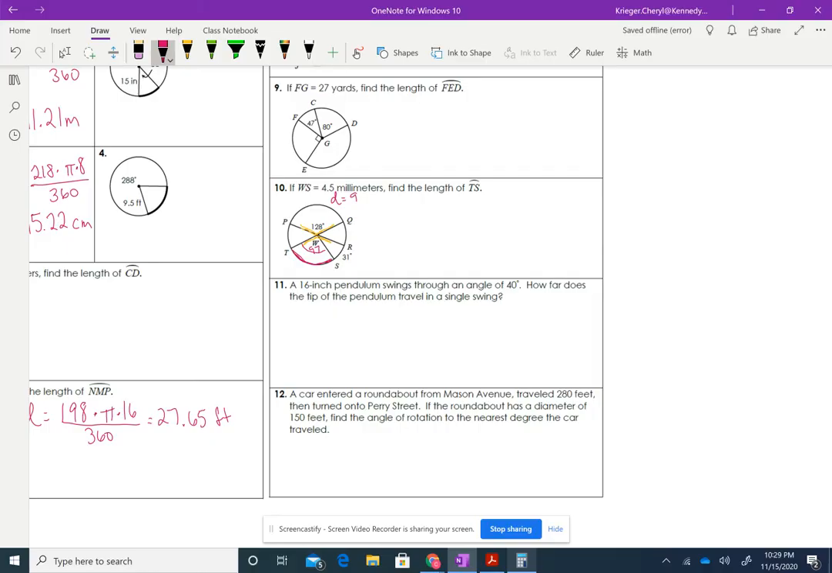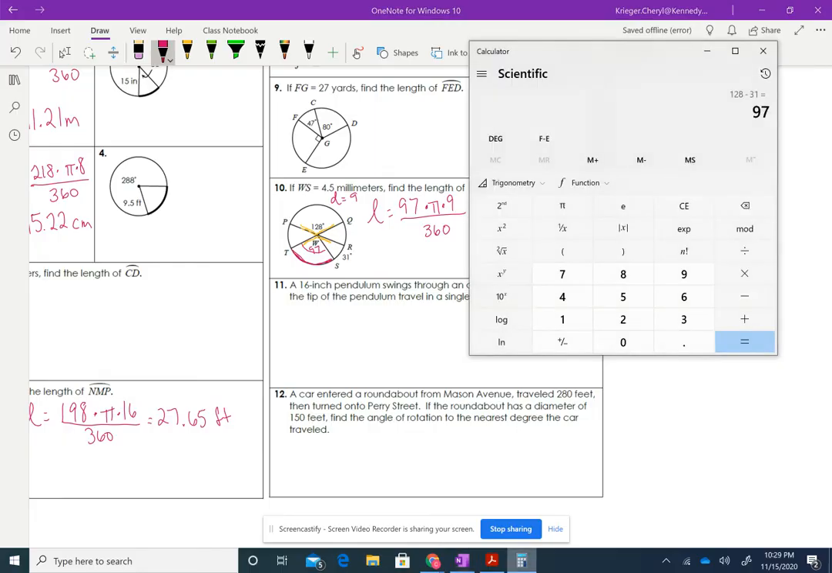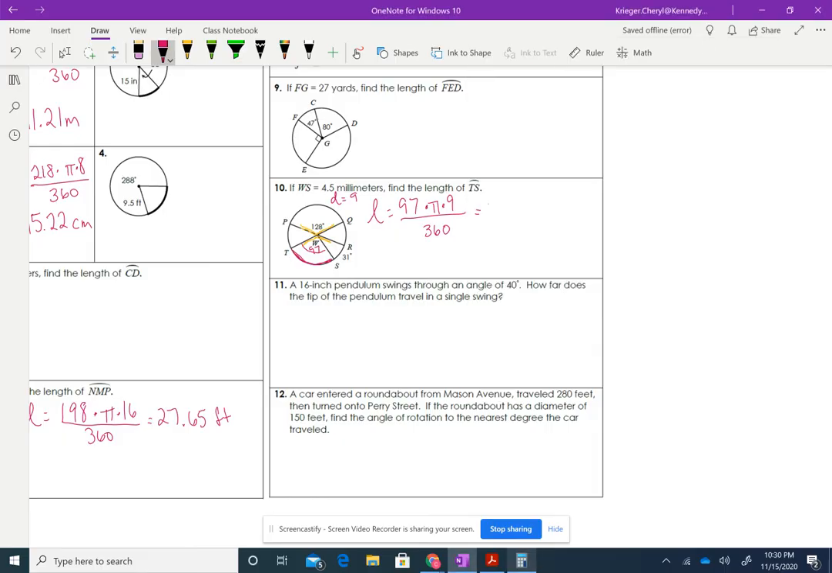So I'll do arc length equals degree measure times circumference, so pi times diameter, pi times 9 divided by 360. 97 times pi times 9 divided by 360. 7.618, we'll round to 7.62. And the units are millimeters.